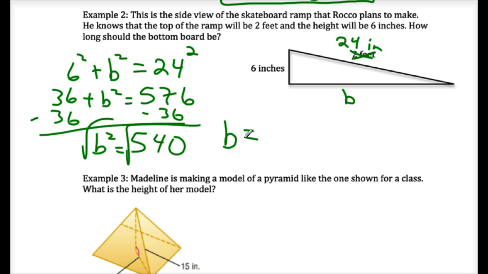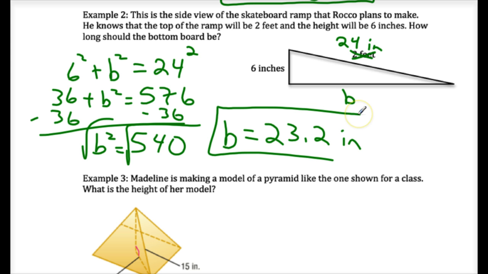Jen, what'd you get for the length of b to round it to the nearest tenth? 23.2. Type it in again. 23.2 inches. Is that right? Yeah. Square root of 540?